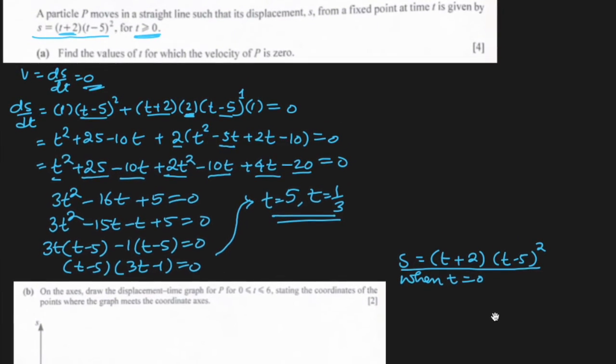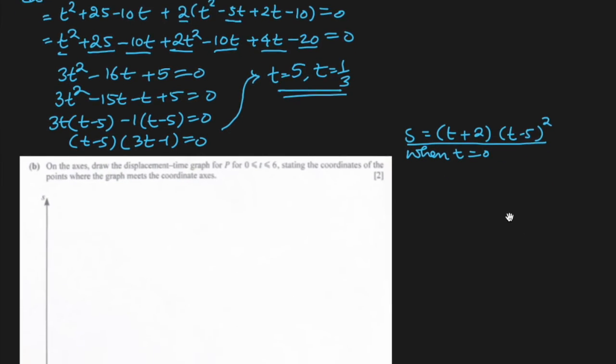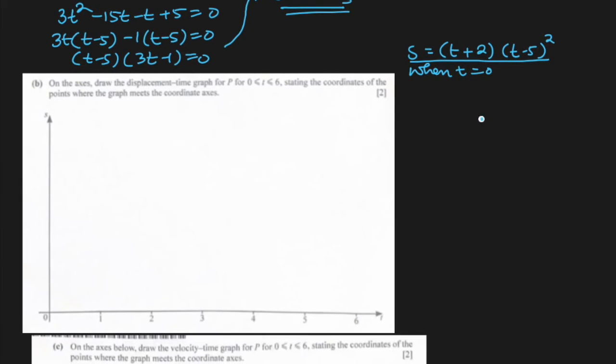Moves in a straight line. So they have not given that it was at the point or it was stationary. All right. So t equal to 0, we'll put it here. So it becomes s equal to 0 plus 2, 0 minus 5 squared. So 2 remains 2. Minus 5 squared is 25.